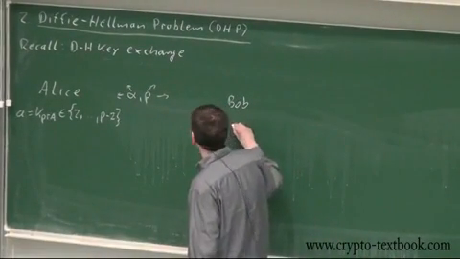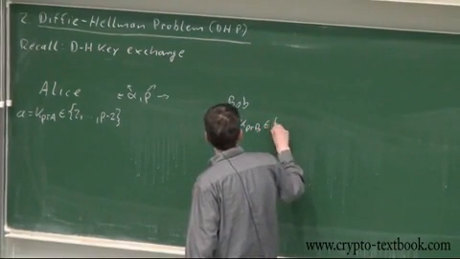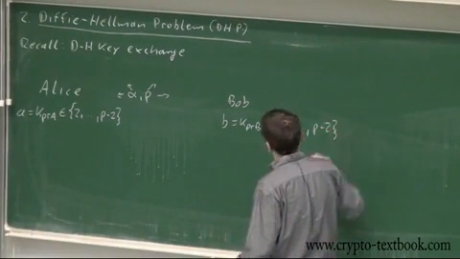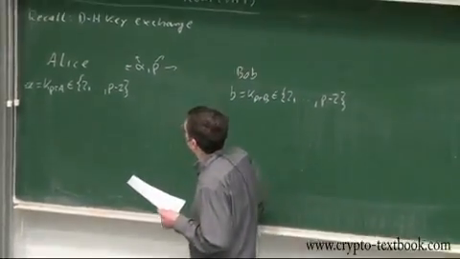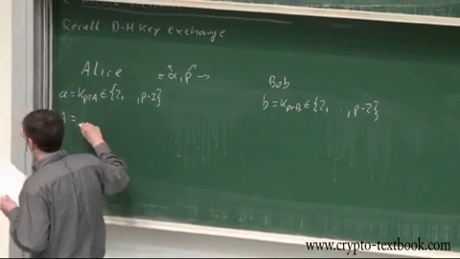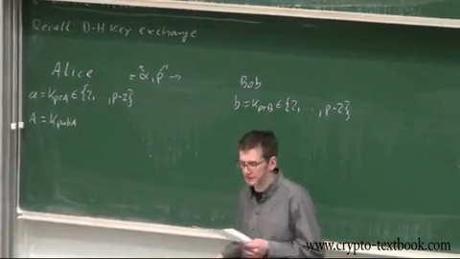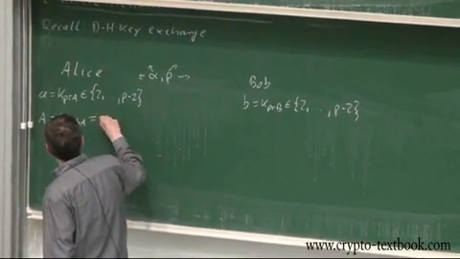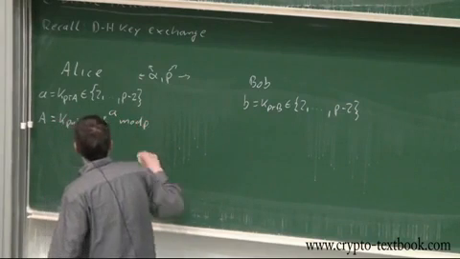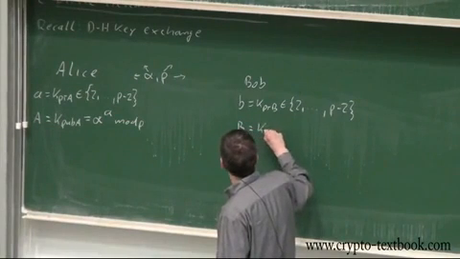Bob does the same. So Bob picks his private key, lowercase b. Then Alice and Bob each compute their own public key, which we denote here with uppercase letters. Uppercase A is Alice's public key, which is alpha to the a mod p. Bob does the same.